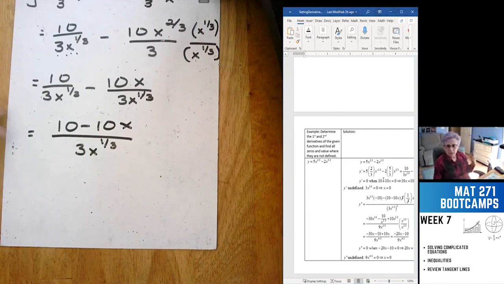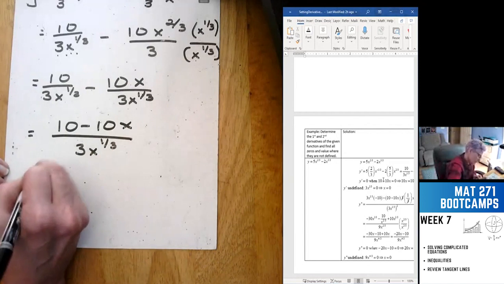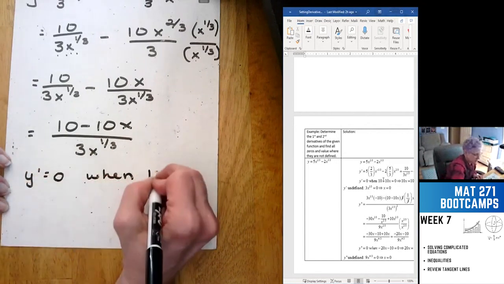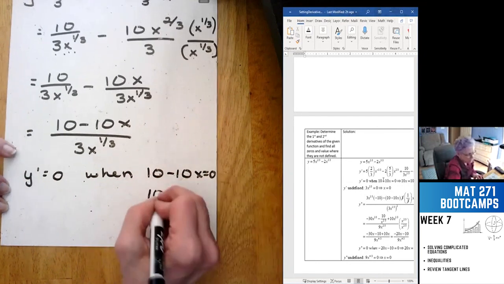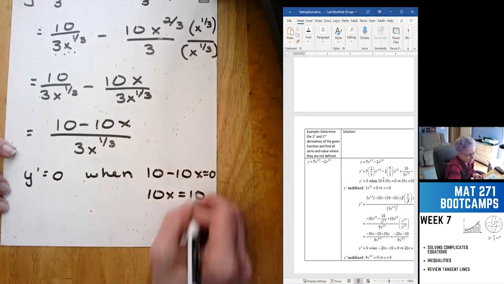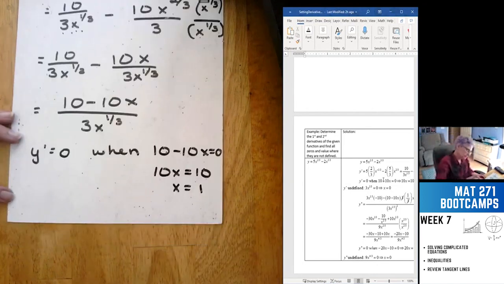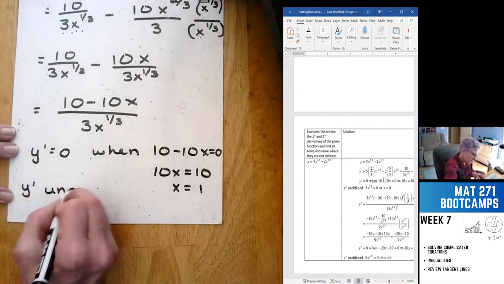That's not so bad. That's not bad at all. So y prime is equal to 0 when 10 minus 10x is equal to 0. When 10x is 10, when x is 1. And y prime is undefined at 0.